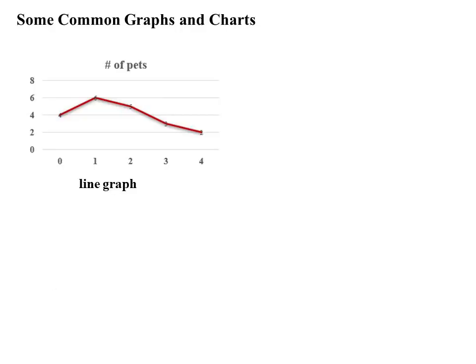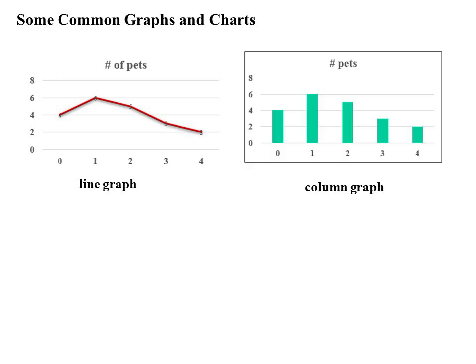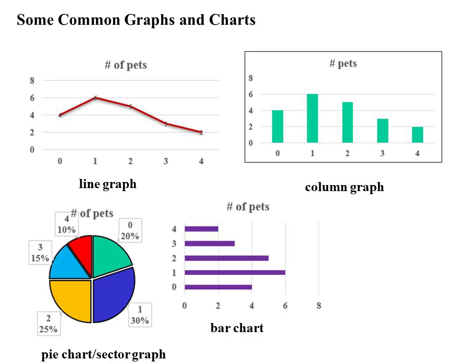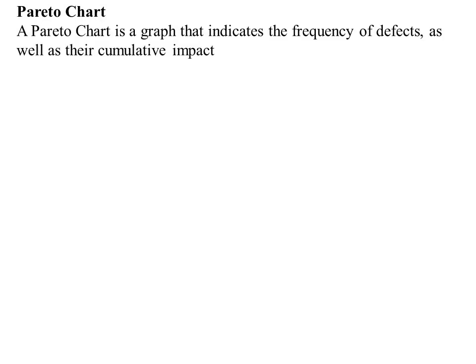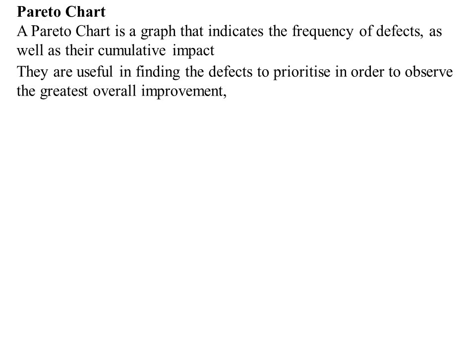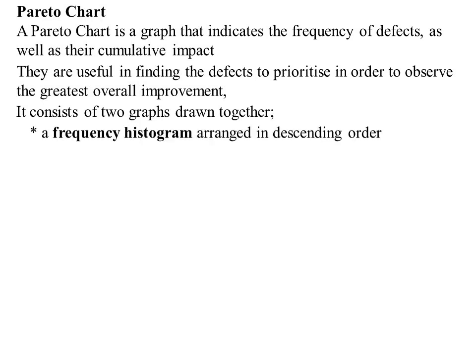Common graphs and charts that we would have seen over the years. Good old line graphs, there's our pet data in a line graph. Column graphs, pie charts or sector graphs, bar charts, dot plots, all these sorts of different types of graphs we've seen over the years. One you may not have seen is this thing called a Pareto chart. And that actually puts two pieces of information on the one graph. Often used when trying to find defects in production, things like that. It has a frequency histogram, which we arrange in descending order, but then it also has a cumulative frequency polygon.